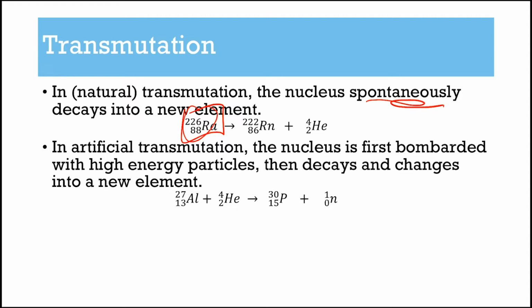In artificial transmutation, the nucleus of an element needs to be bombarded or collided with another high energy particle. The example right there is an alpha particle. When the two get smashed together, the nucleus still changes, because you had to input energy and cause that collision between particles, so that is artificial.